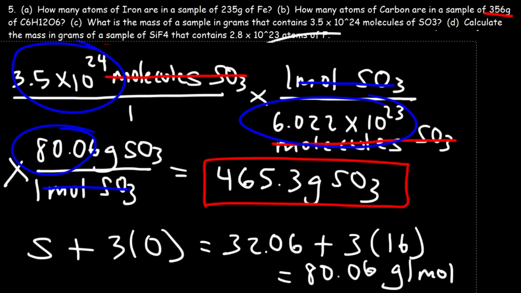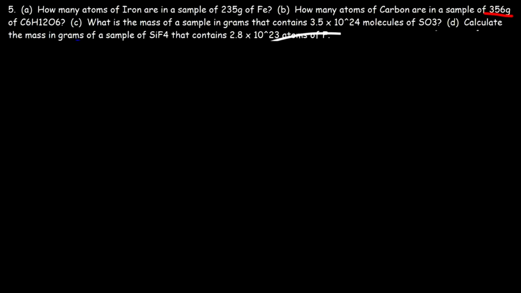Now let's move on to part D, the last part of this problem. Calculate the mass in grams of a sample of silicon tetrafluoride that contains 2.8 times 10 to the 23 atoms of fluorine. I know I marked over it, but that's atoms of fluorine. Feel free to pause the video if you want to try this problem.